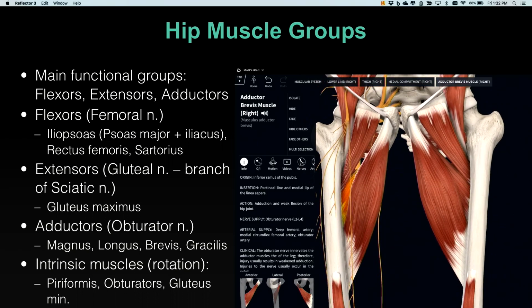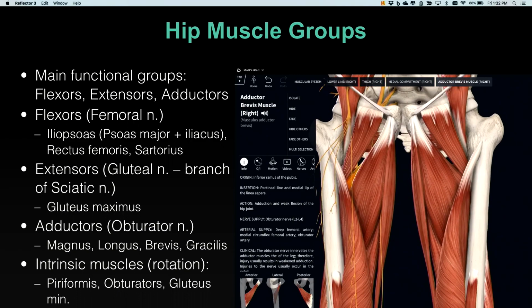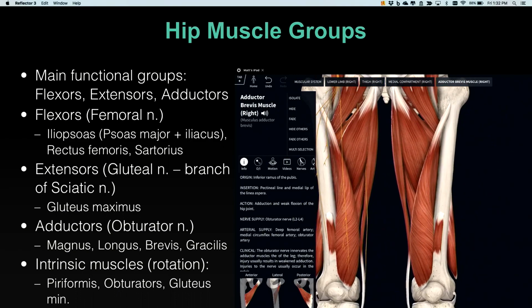While I have you here, actually, you know what, let's not jump ahead. Let's continue with the adductors, and then I'll show you the obturator nerve, which I thought shares a pretty interesting path.